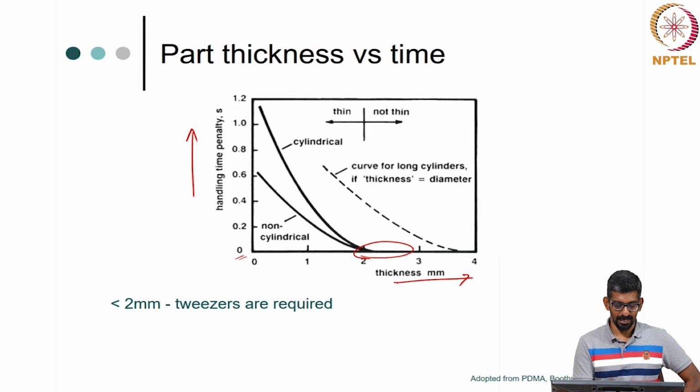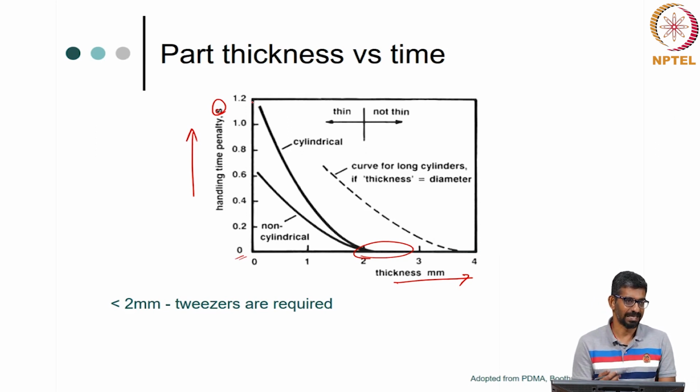And as the thickness decreases, you can see here, the penalty time keeps increasing. But we are only talking about seconds here, 1.2 seconds. The curve looks big, like it goes from here to here, but it has gone from 0, which is nothing, to 1. This is 1 second, 1.2 seconds, that is all, okay, the handling time.